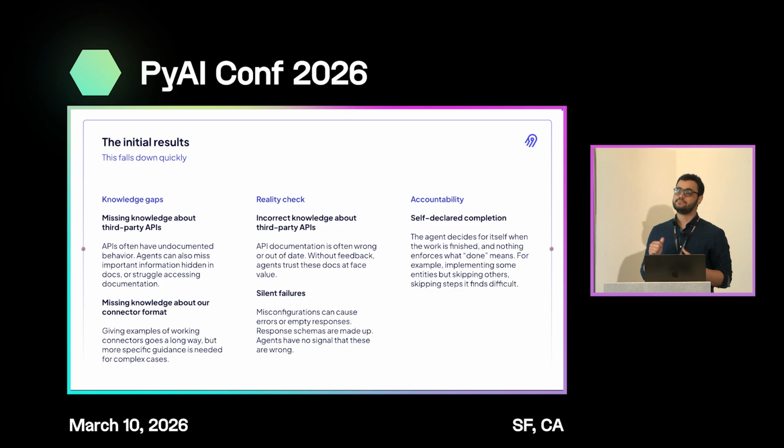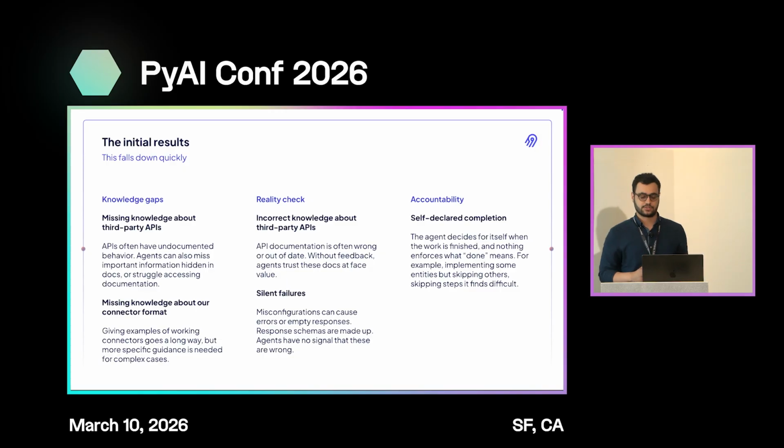One is all about missing knowledge. So the agent is going to try to search for documentation, but it can miss important information or run into some undocumented cases from these APIs. And it can have missing knowledge about even our own connector format. Two is confronting reality. So even if you do have documentation, a lot of times that documentation is wrong or it's out of date. And so if the agent doesn't have those feedback loops in place, it's just not going to come out with the right solution.